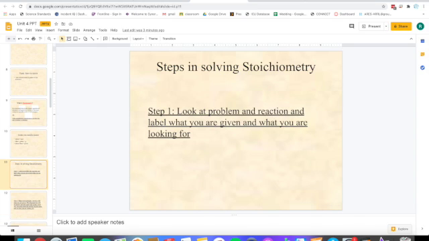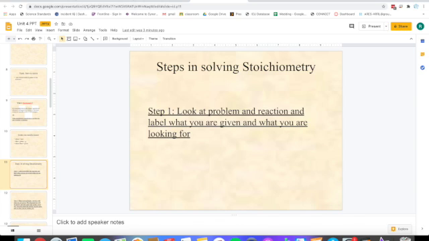So here are the overall steps in solving stoichiometry. I do want you guys to go ahead and write it out for this, but know that this works for every type of stoichiometry we will be doing. For step 1, look at the problem and reaction and label what you are given and what you are looking for. So look at your question, figure out what they give you, and then figure out what your goal is. What do they need to know? What are you looking for?